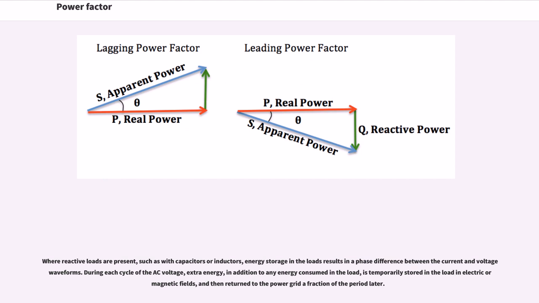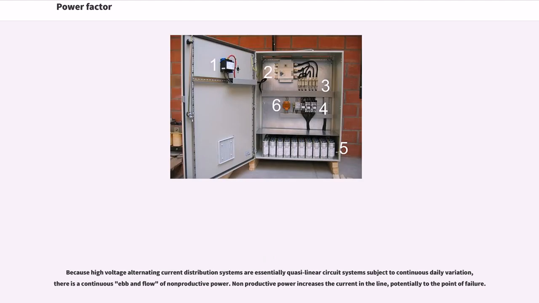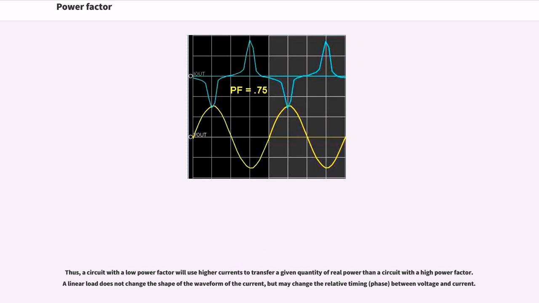period later. Because high-voltage alternating current distribution systems are essentially quasi-linear circuit systems subject to continuous daily variation, there is a continuous ebb and flow of non-productive power. Non-productive power increases the current in the line, potentially to the point of failure. Thus, a circuit with a low power factor will use higher currents to transfer a given quantity of real power than a circuit with a high power factor.